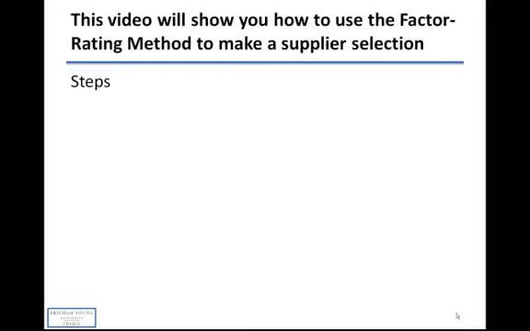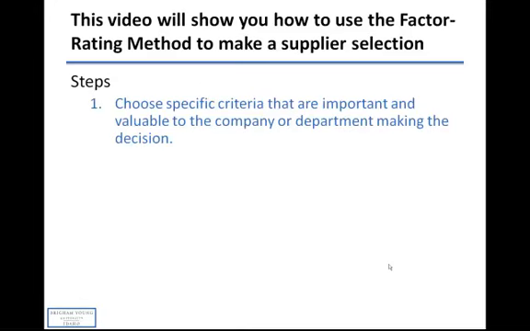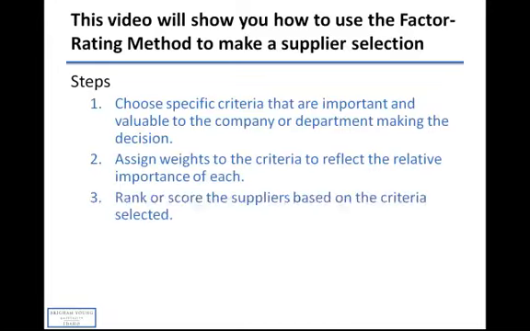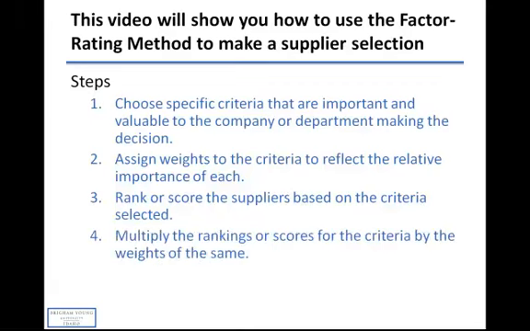There are 5 steps to performing a factor rating analysis or method for making decisions. The first is you must first identify criteria that are important and valuable to the company when making this decision, assign weights to those criteria, rank or score the suppliers or each option based on the criteria selected, and then multiply the rankings or the scores for the criteria by the weights that were previously established. And then finally, total the weighted scores to get you your recommended option.